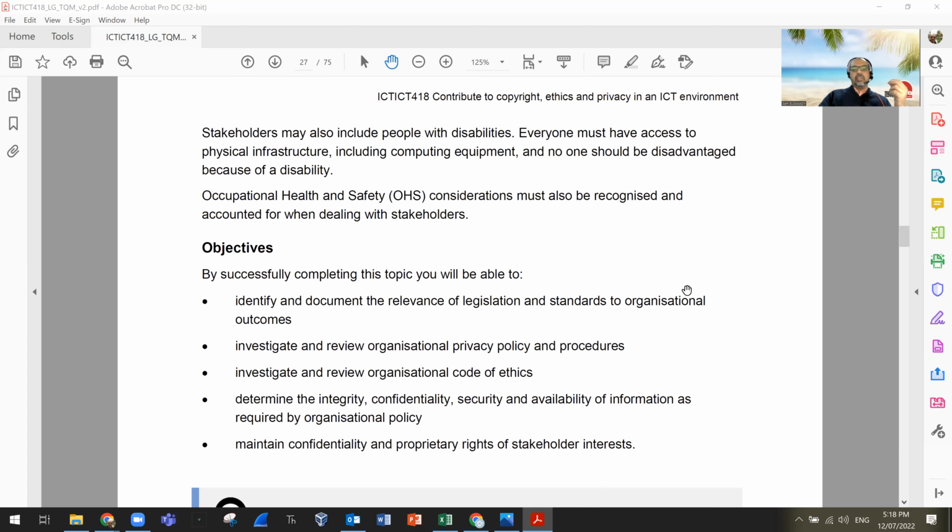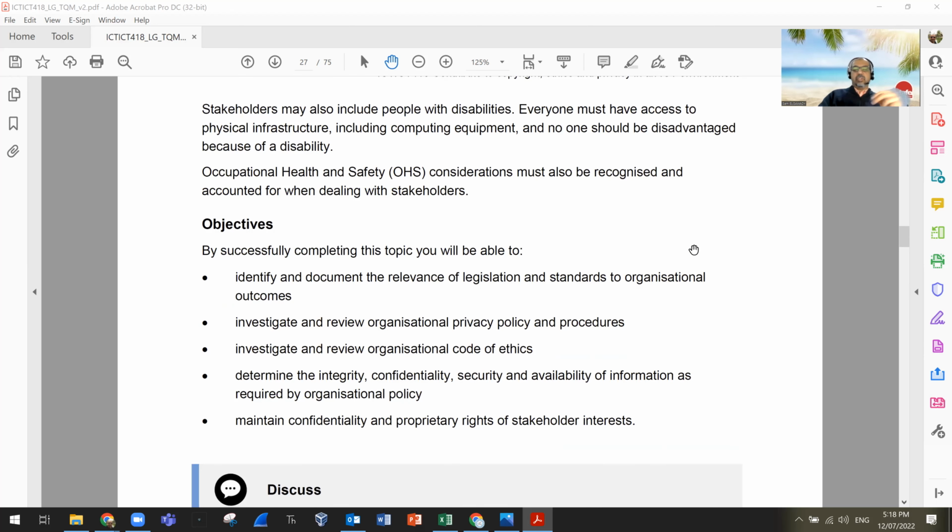Objectives of this topic: when we finish this topic, we will be able to identify and document the relevance of legislation and standards to organizational outcomes. Investigate and review organizational privacy policy and procedures. Investigate and review organizational code of ethics. Determine the integrity, confidentiality, security, and availability of information as required by organizational policy.